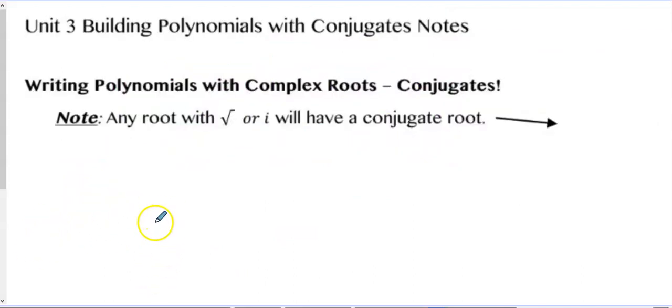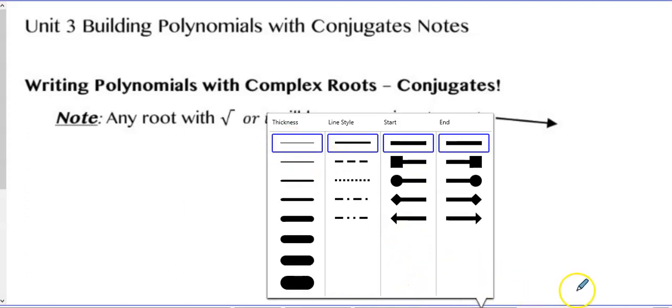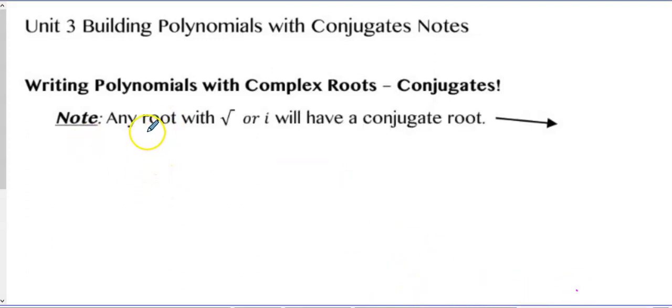Okay, so here we are on page 14. This is at the top, and this is just the title of our lesson. But I want you to note that it says any root with a square root or an i is going to have a conjugate root. It's going to have a pair that goes with it. I should say a partner that goes with it.